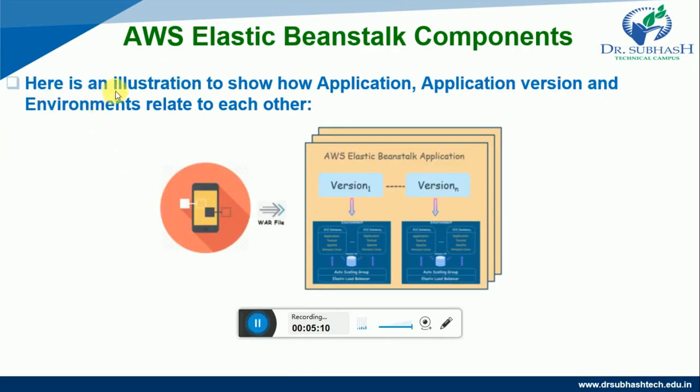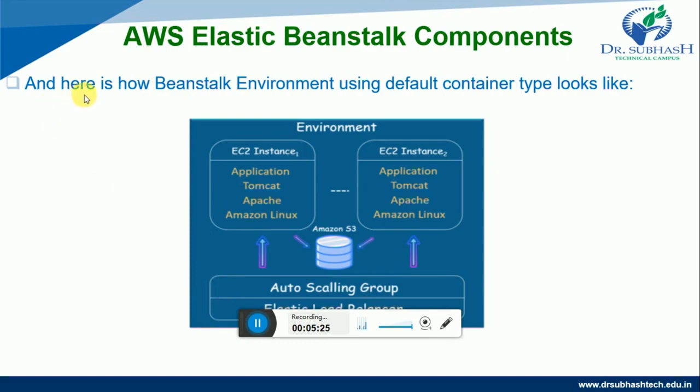Now, here is an illustration to show how application, application version, and environments are related to each other. Also, you can see here what a Beanstalk environment using the default container type looks like. So you can see environment EC2 instance 1 where there are servers, EC2 instance 2, auto scaling, elastic load balancer, and so on.